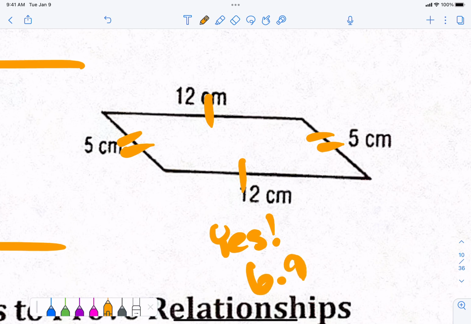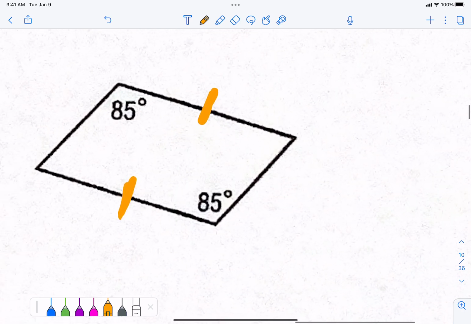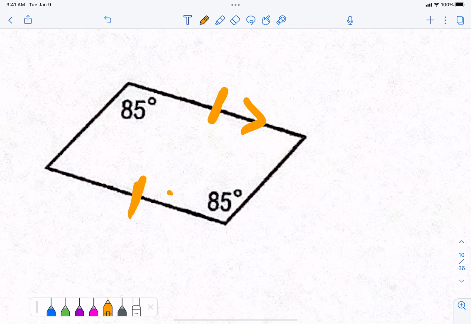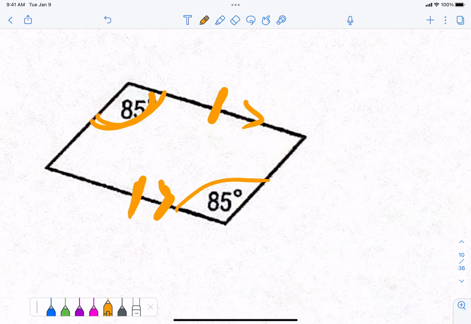This one over here, I know that this side is the same as this one. So if we can conclude that this one is parallel to that one, we're good to go. But they give me 85 here and 85 here. Does that mean these two are parallel? No, I don't think that's going to work, because those are opposite corners and we don't have one transversal that we're looking at. So this one's going to be a no. There's not enough information. It might be a parallelogram, like Josie said. It looks like it is.